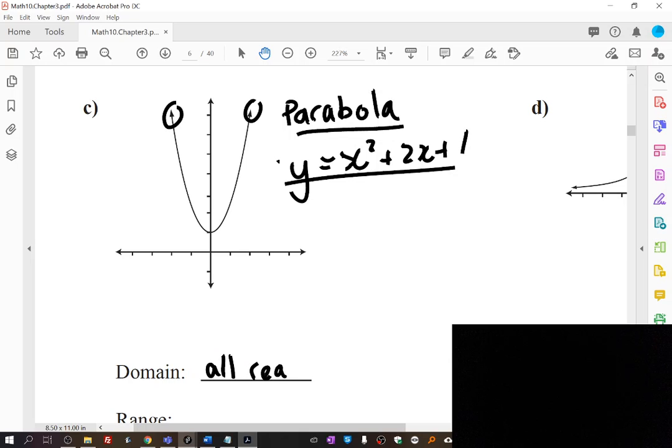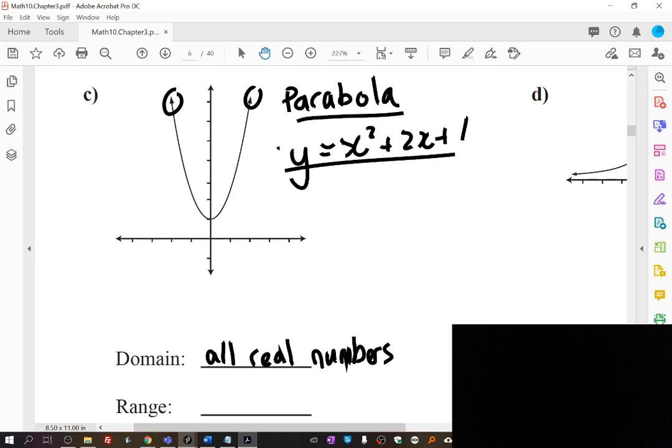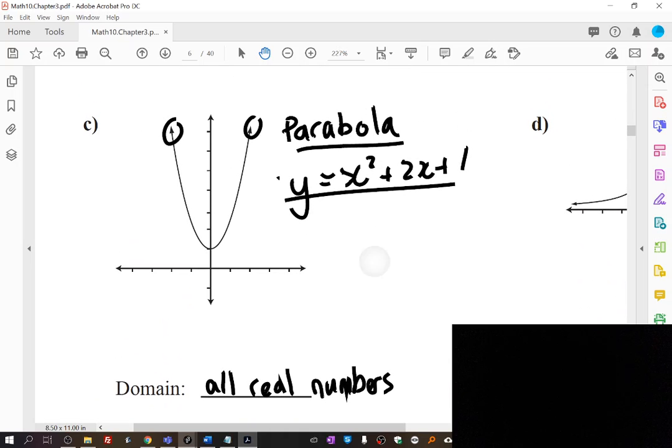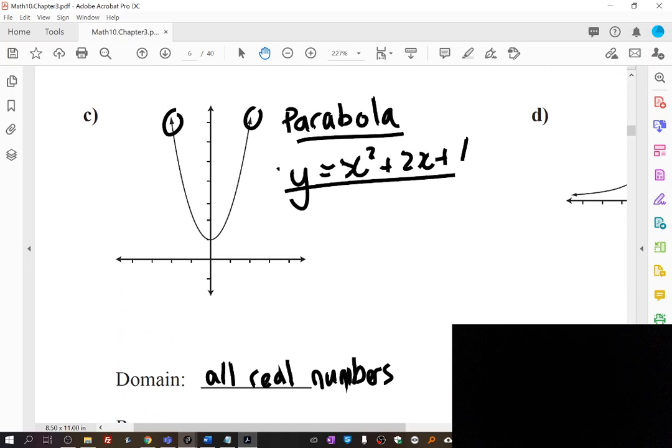All real numbers. Sorry, my filter, whatever it is, is making it spiky. What about the y values, the range? The range is going to keep going up forever, as we see from these arrows, but it bottoms out at y equals 1.